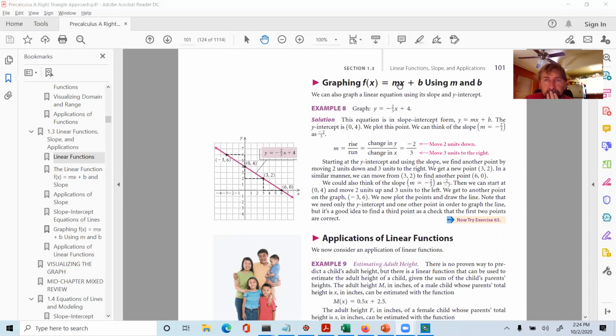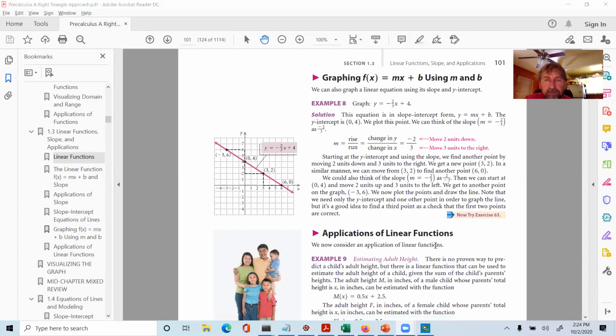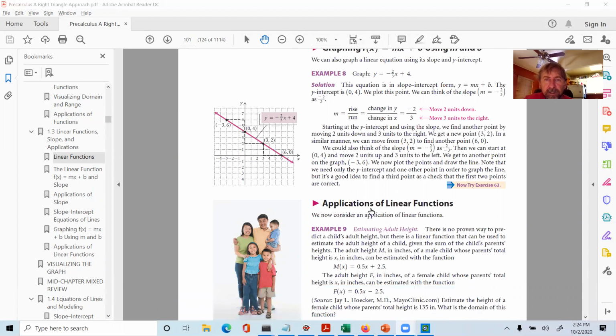Okay, rise and run. Estimating height, rise and run, change in y over change in x. And this is where leaving slope as a fraction is beneficial, because then you can get to the next point real easy if you know the slope.